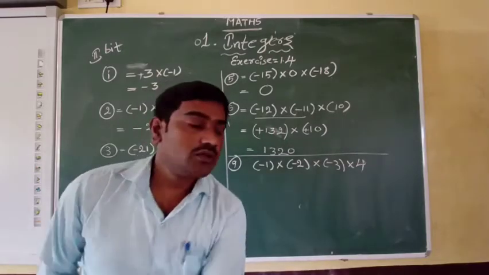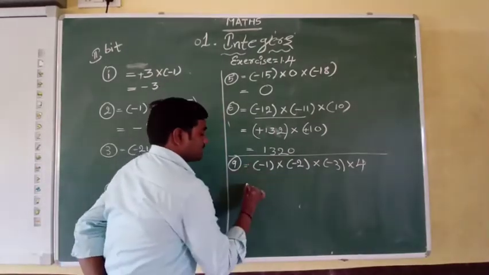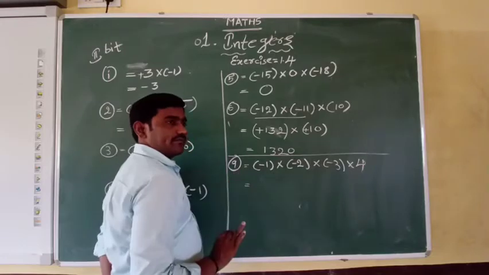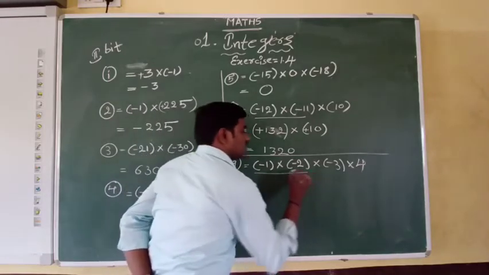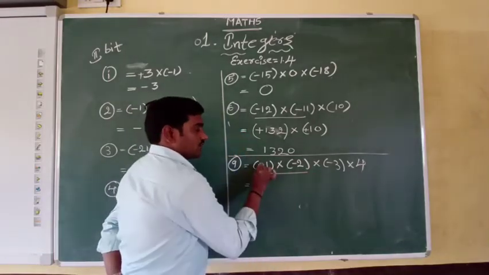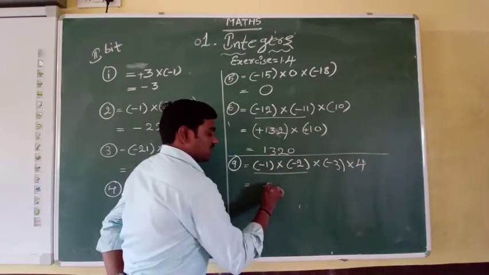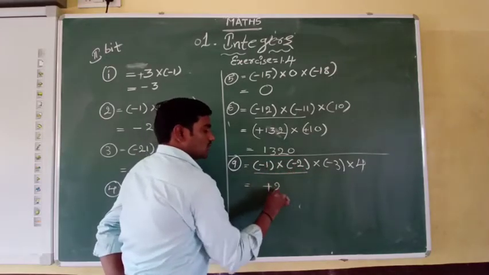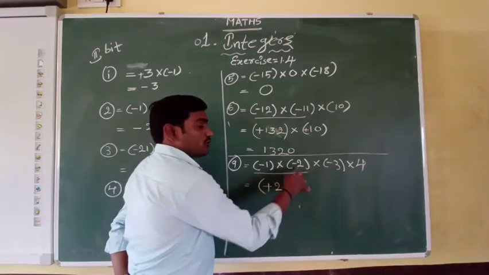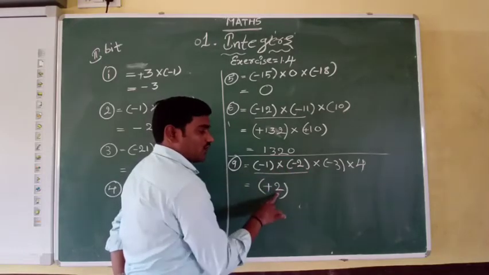4 plus 4. So let us do it. First take it step by step and do it, not all at a time. Let's take these two terms and we'll do it first. Minus into minus, that is plus. 1 into 2 is 2. So when we find the product of these two numbers, we got plus 2.